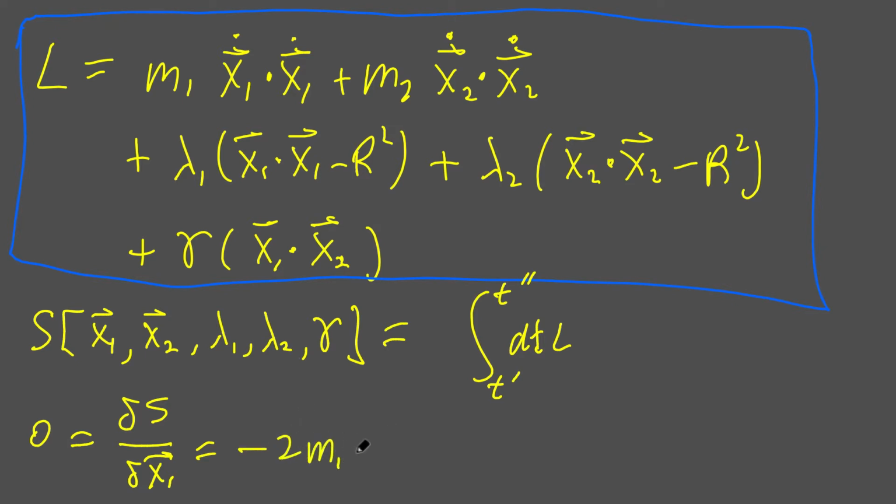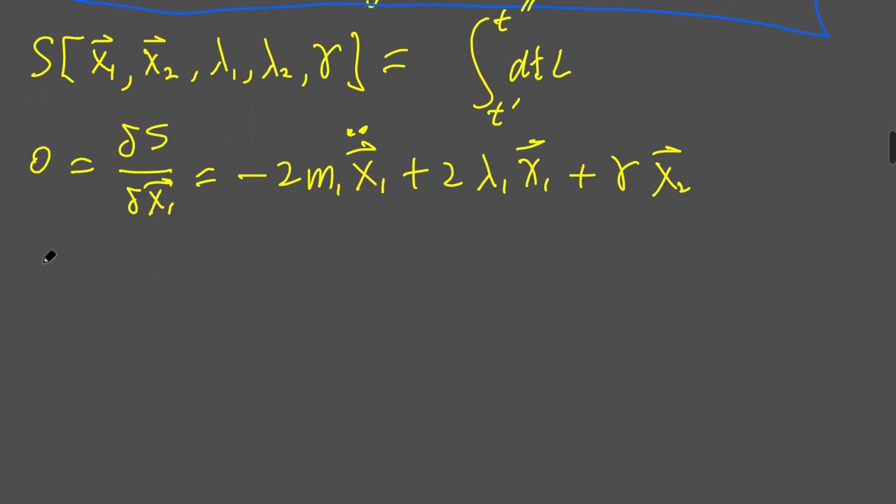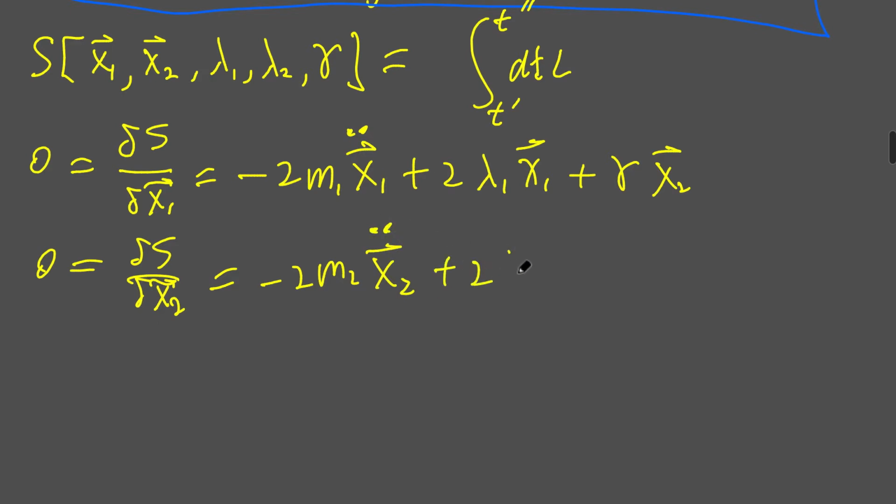So first, the functional derivative of S with respect to x1 vector equals, from this term, minus 2 m1 x1 vector double dot. From this term we have 2 lambda 1 times x1 vector, and from this term we have plus gamma times x2 vector. Likewise, when we extremize the action with respect to x2, we have minus 2 m2 x2 vector double dot plus 2 lambda 2 times x2 vector plus gamma times x1 vector.